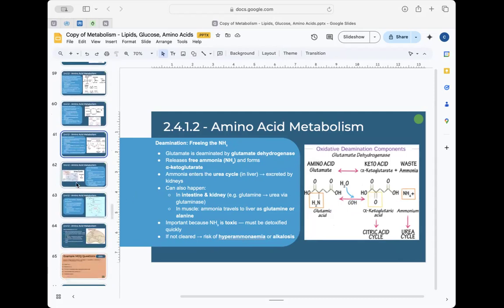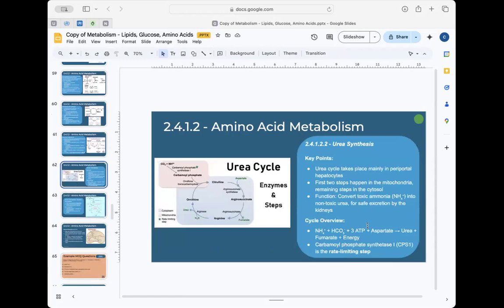Okay, we've got 1 minute left. Oh yeah, so the urea cycle. If we want to get rid of ammonia, then we have to use urea synthesis. This is a really good diagram for showing how that happens. It takes place in the periportal hepatocytes. The first two steps are in the mitochondria, so these pink ones, and then the blue steps down here on this diagram happen in the cytosol. So basically, we're just converting toxic ammonia into non-toxic urea for safe excretion by the kidneys. And there's a cycle overview there.